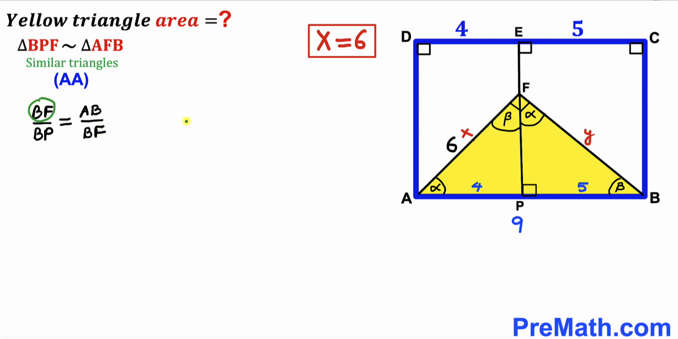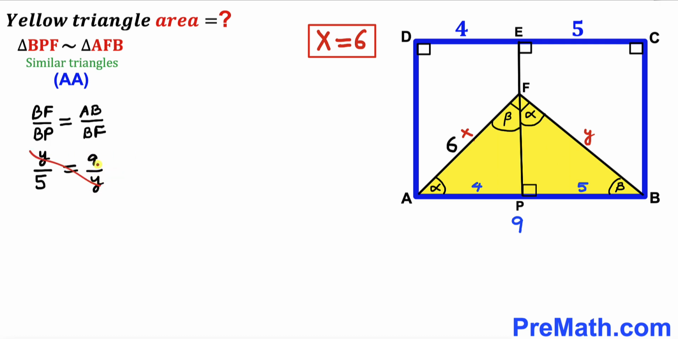Now let's make an observation. We can see this BF is our Y, so I'm going to replace that with Y. Likewise, this BF I'm going to replace with Y as well. This AB side length is simply 9, so I'm going to replace that with 9. And finally, this BP segment length is 5, so I'm going to replace that with 5. So we have Y divided by 5 equals 9 divided by Y.